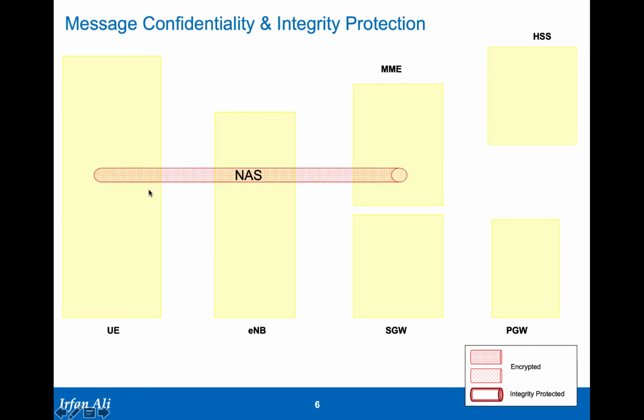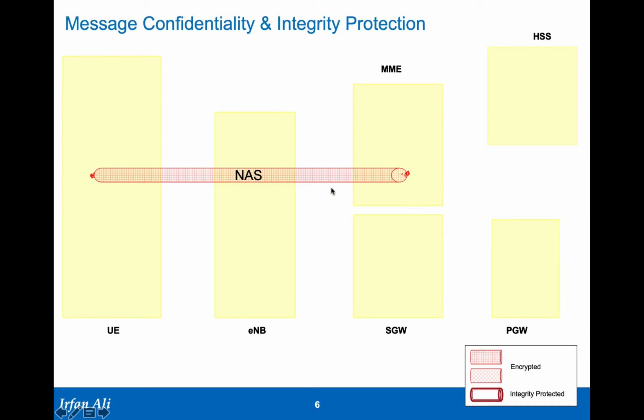So we said that the mobile communicates with the MME using the non-access stratum. This is one of the main communications between the mobile and the network, where all the authentication negotiation happens, also where a lot of the mobility management happens, and also the setup of all the session management.